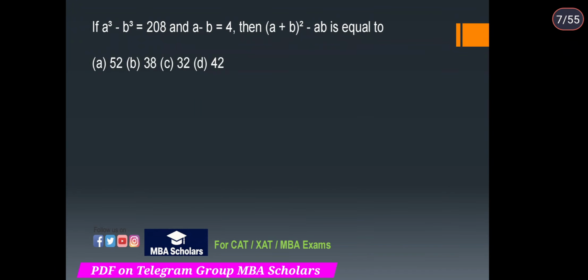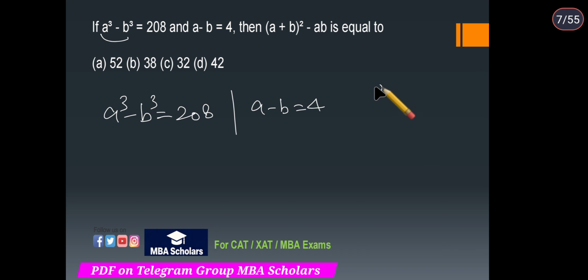Now moving ahead, we have another question. This has a bit of an algebra touch. a cube minus b cube is 208 and a minus b is 4. It is asking you to calculate the value of (a plus b) whole square minus ab, right? There are many possible solutions. We can use the elimination method also, or substitution.